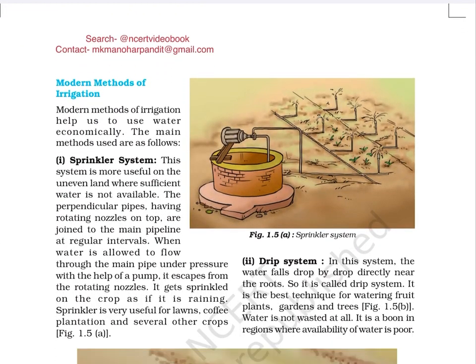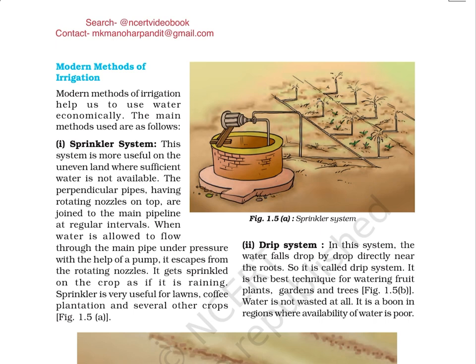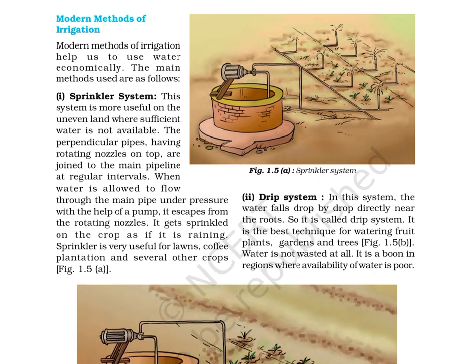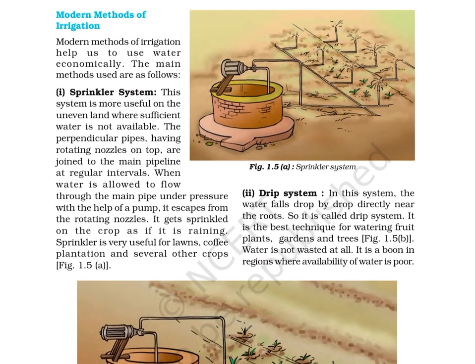Page 9. Modern methods of irrigation. Modern methods of irrigation help us to use water economically. The main methods used are as follows.